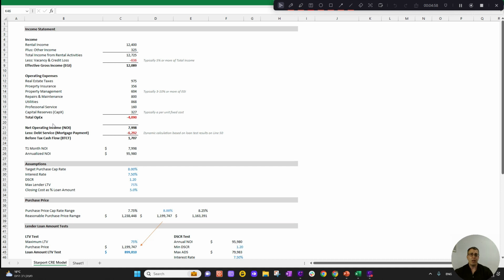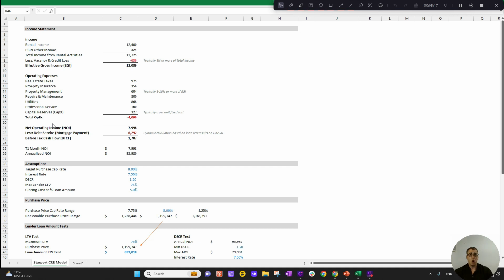Then you have your vacancy and credit loss. This is a typical figure. Very often, lenders will put a common number in here. They won't even think about it. Doesn't matter what you tell them. They might just put in, doesn't matter, it's 5%. We take 5% off the top on every property, just assuming you're going to have 5% rental vacancy loss.